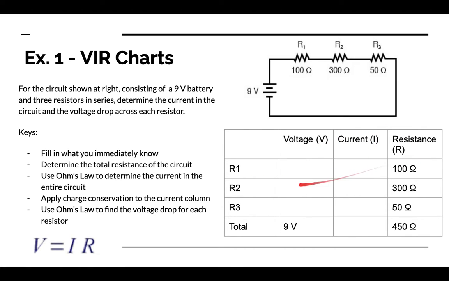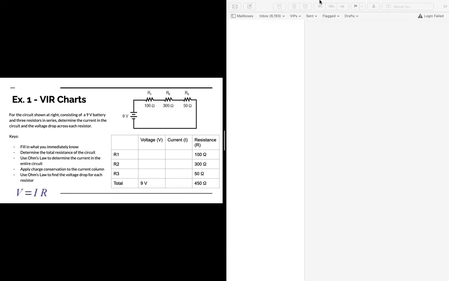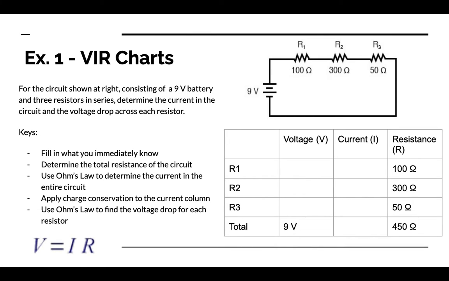So the resistance of R1 is 100 ohms, the resistance of R2 is 300 ohms, and the resistance of R3 is 50 ohms. As a result, our total resistance of the circuit is going to be the sum of each individual resistance. So that's going to be 450 ohms for our total resistance. So now we have 9 volts for our total voltage and 450 ohms for our total resistance.